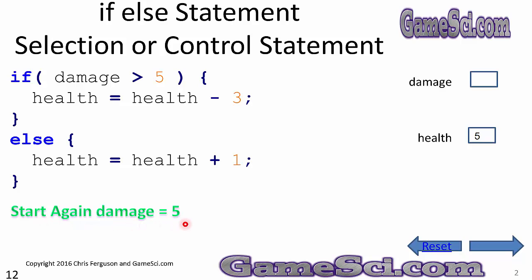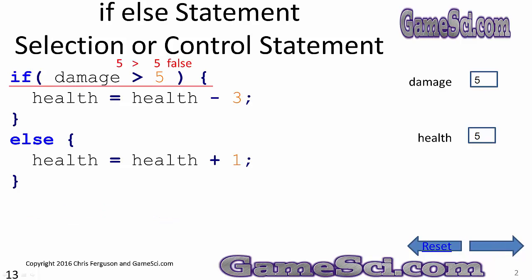Start again with damage variable set to 5, and let's trace what this code does. You can see the updated value of 5 in the damage variable. You can see the health variable now contains a 5 in it. 5 greater than 5 is a false statement. 5 is not larger than 5. So this comes out to be a false statement. What do you expect to happen when that statement is false? We expect it to skip the if and go to the else and execute the code in the else.